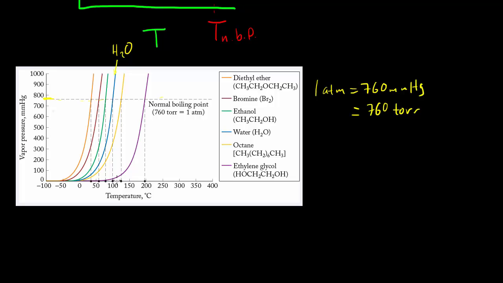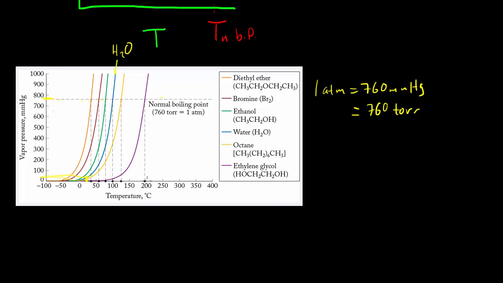And you see that if water is at a lower temperature, say 25 degrees Celsius, then it's going to have a much lower vapor pressure. So if we look down here, maybe 75 torr or so would be the vapor pressure of water at, say, 25 degrees Celsius. Maybe it's even lower than that. So somewhere in there. Okay, so that's how these curves work.